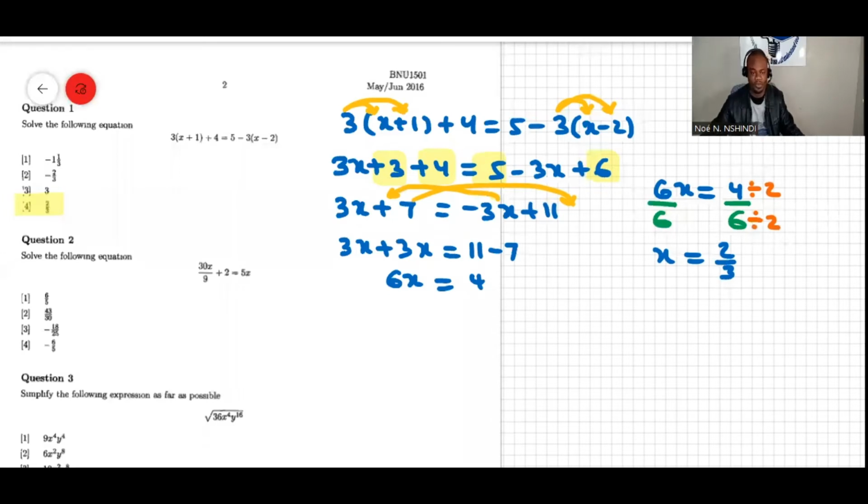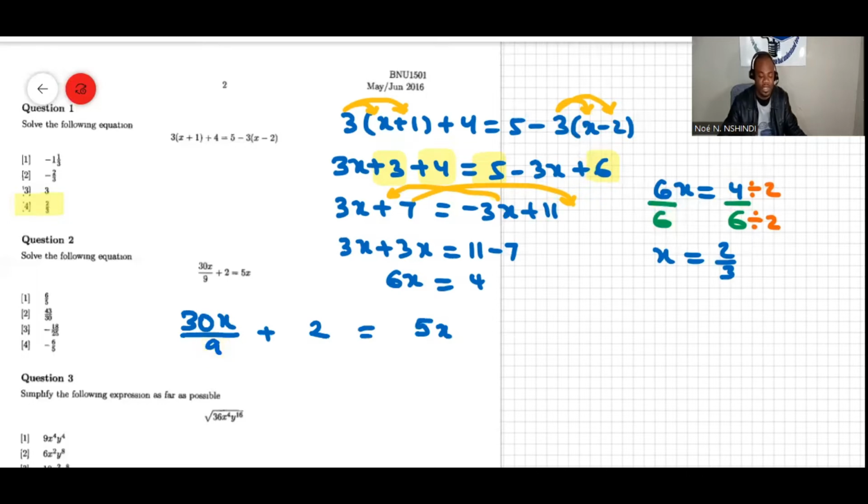Well, we have another question here, question 2. The question says solve the equation 30x over 9 plus 2 equal to 5x. I'm going to write here 30x over 9, plus 2 equal to 5x. In a situation like this, one of the ways I like to use is trying to get rid of the fraction. I want to get rid of this denominator here, this 9 here. So how can I do that?